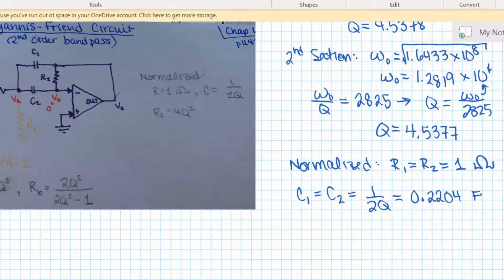Oh, R2 equals 4Q squared, so this must only be R1. R2 equals 4 times Q squared, and I get 82.3629.